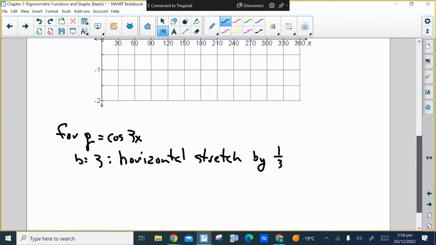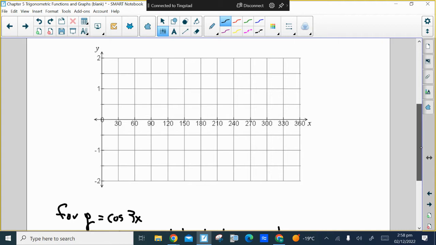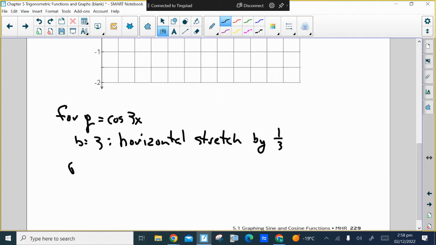Our period will be a third of what it was before. This graph has a scale along the x-axis in degrees, so we'll talk about our period in terms of degrees. It'll be 360 degrees, 1/3 of that, or divide by 3. Our period is now going to be 120 degrees.